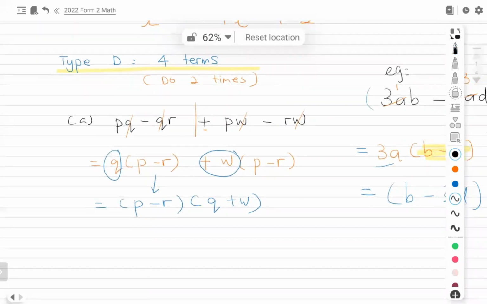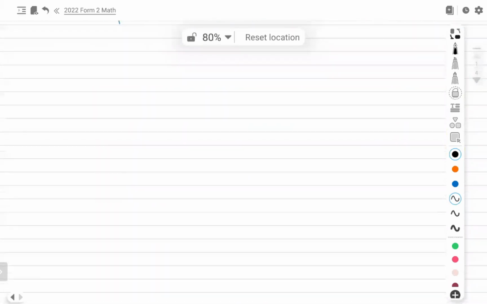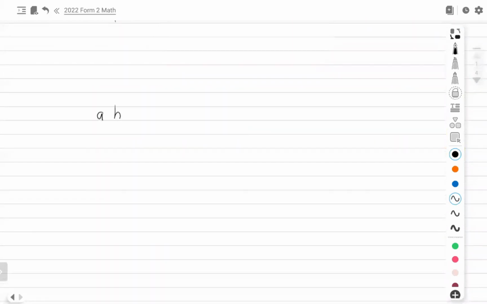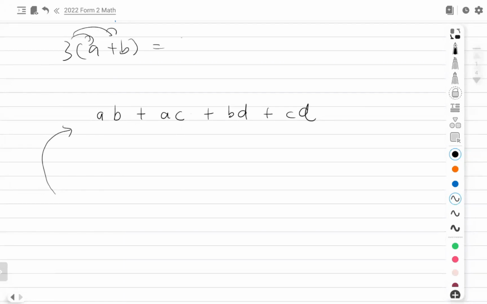For 4 terms like this, let me give you another example here. So we have AB plus AC, plus BD plus CD. So we are still under factorization. Factorization means we have to simplify it. After simplify, when we expand, we'll get back the same answer. Remember when we do the expansion, we have 3 bracket A plus B, we times in, then we get 3A plus 3B. So now what we are going to do is we terbalik, reverse.